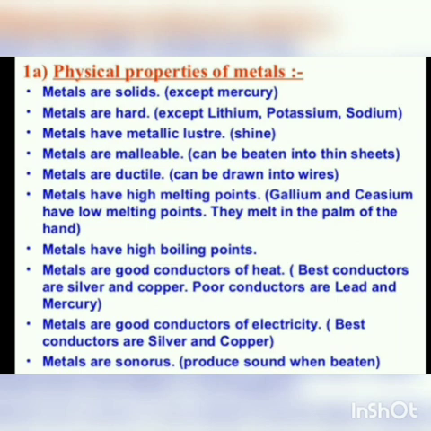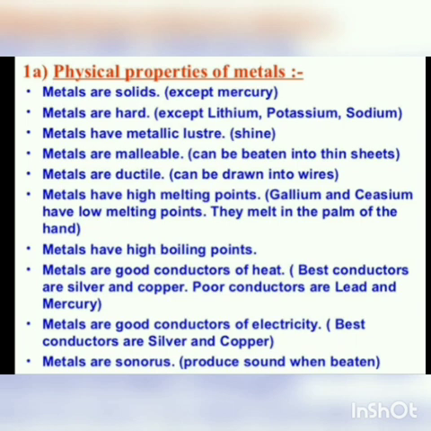Some metals have a high melting point except gallium and cesium. They have a low melting point. Even it can be put in your hand. Then metals have a high boiling point because the molecules are highly packed together, so it has a high boiling point. Metals are good conductors of heat.